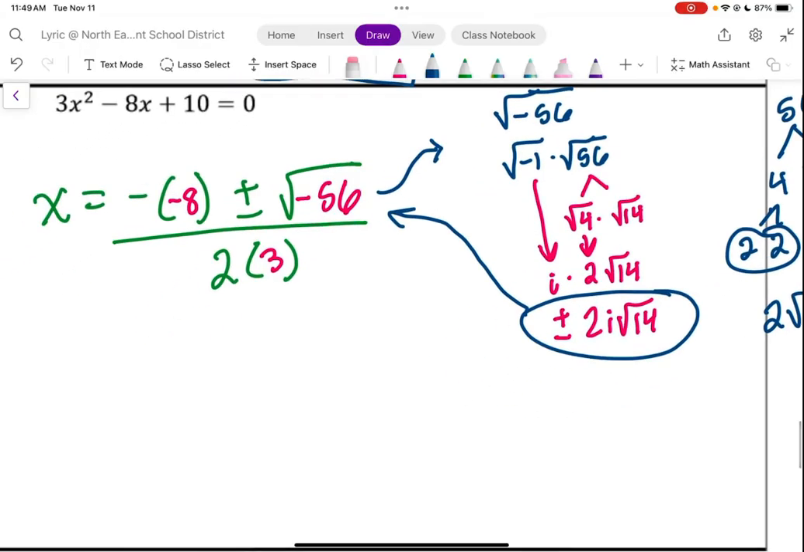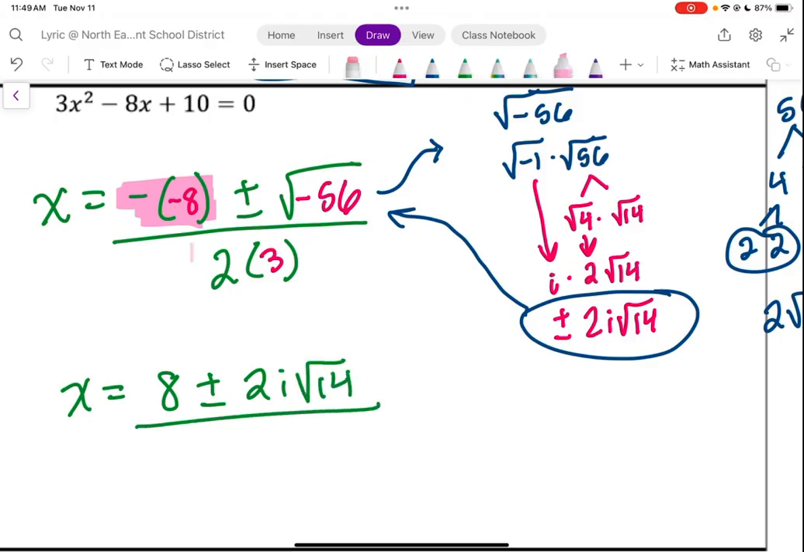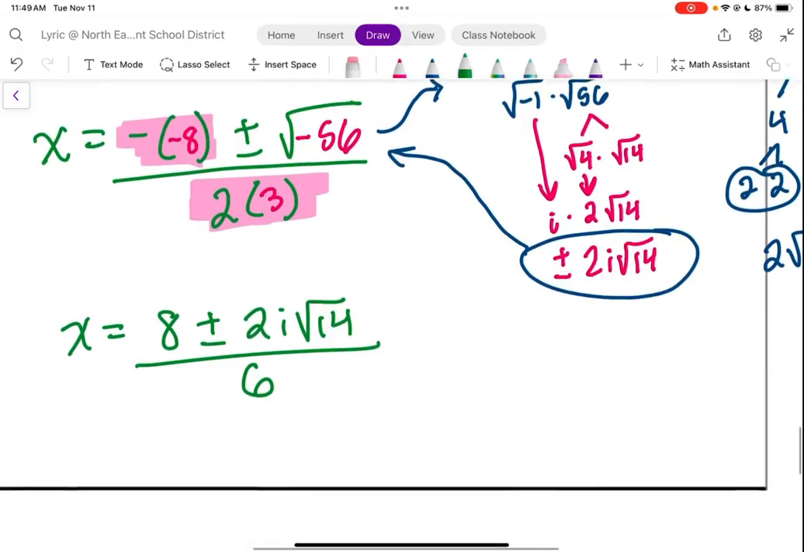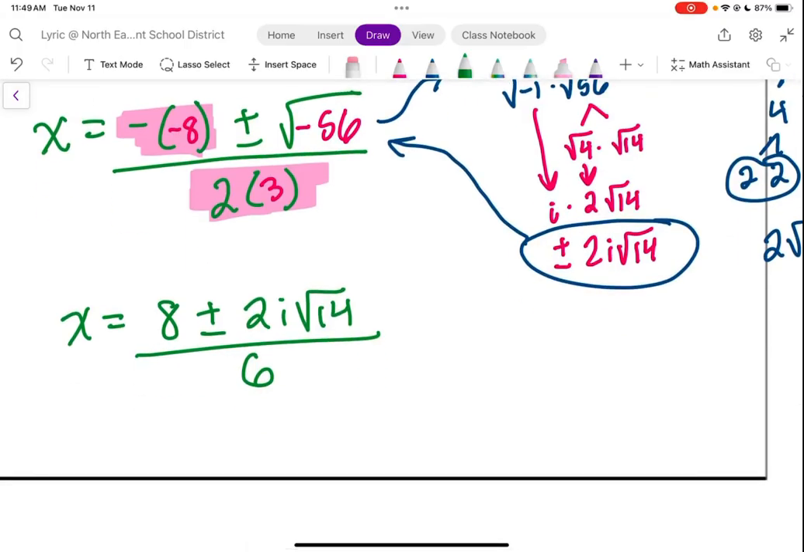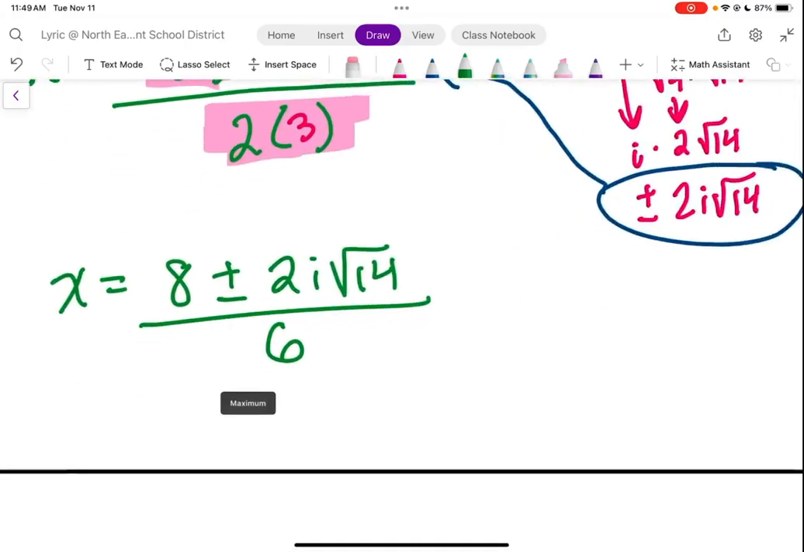So let's rewrite this with our new simplified square root. We're going to say x equals negative, let's simplify this too. Negative times a negative is a positive 8 plus or minus 2i square roots of 14. Let's simplify the denominator as well. 2 times 3 is 6. All right, now we can simplify this fraction at the very end.